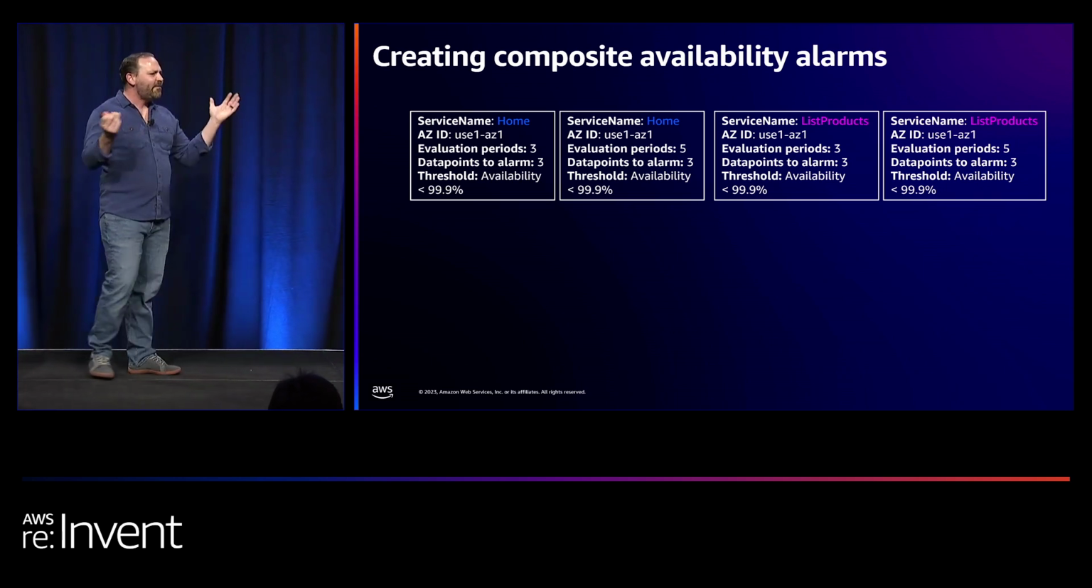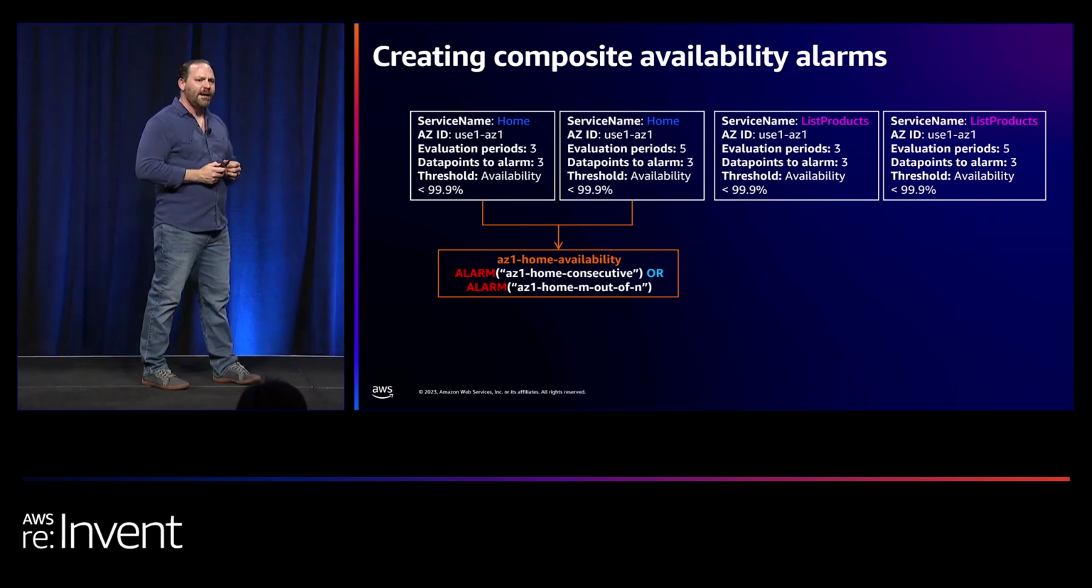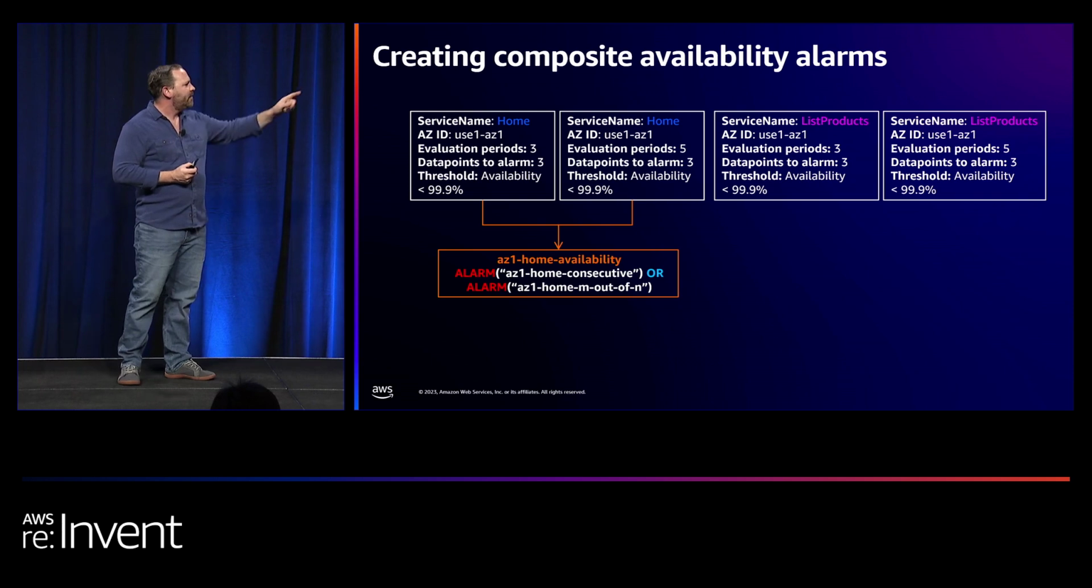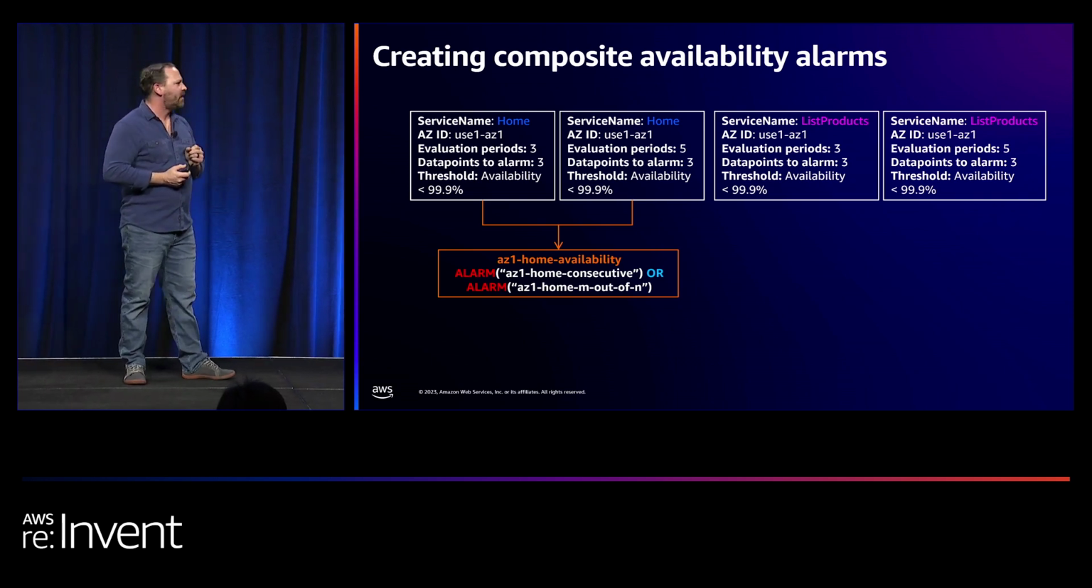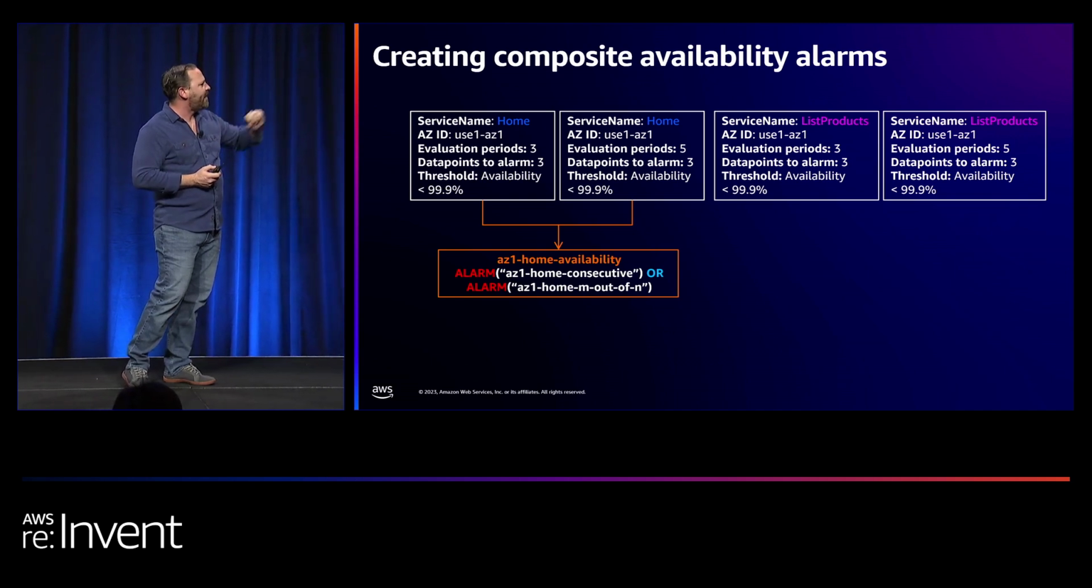But I don't want to have 4 separate alarms that an operator has to deal with and look at. And so I can create composite alarms. Here I have an AZ1 home availability composite alarm that's looking for my consecutive 3 out of 3 or 3 out of 5, my M out of N.